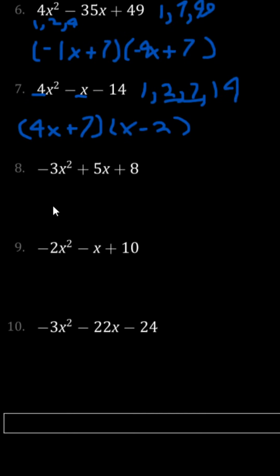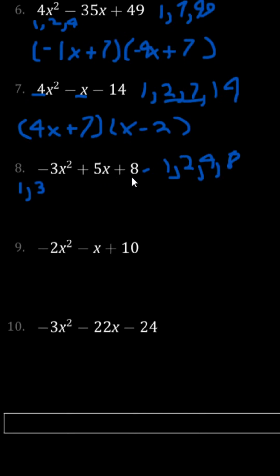Number 8, negative 3x squared plus 5x plus 8. 8 has factors of 1, 2, 4, and 8. Of course, any of them could be negative. Negative 3. Okay, negative 3 is nice because we just have 1 and 3. Of course, either can be negative. In this case, only one of them will be negative. Whereas for the 8, either they're both positive or they're both negative. So we need to form 5x. We know we're going to have a negative multiplication going on here, but the bigger one is going to be the positive one.